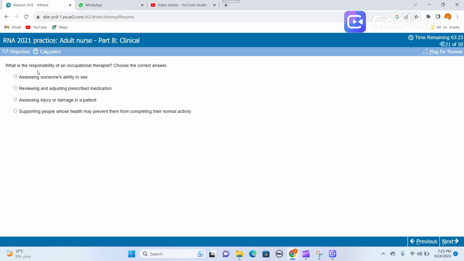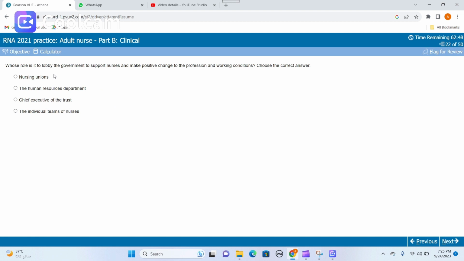What is the responsibility of an occupational therapist? We need to just eliminate the incorrect answers. Assessing the ability to see, no. Adjusting prescribed medications, no, that's the responsibility of the doctor. Assessing injury or damage in patients, no. Supporting people, yes, they will be supporting. Occupational therapists usually focus on job and financial issues. Supporting people who are prevented from completing their normal activities, yes, they will be seeing all this. Occupational therapist.